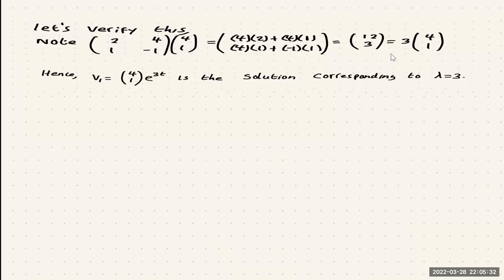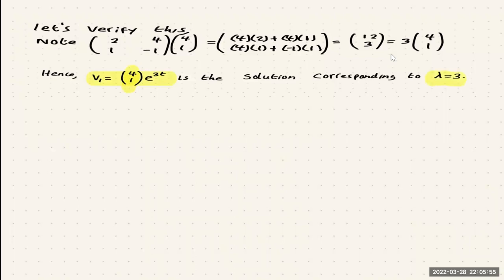Hence, then define the solution corresponding to this eigenvalue. You take the eigenvector, and it'll be e to the lambda t. In this case, our eigenvalue is 3, so v1 equals (4, 1) e to the 3t. This is the solution corresponding to lambda equals 3.